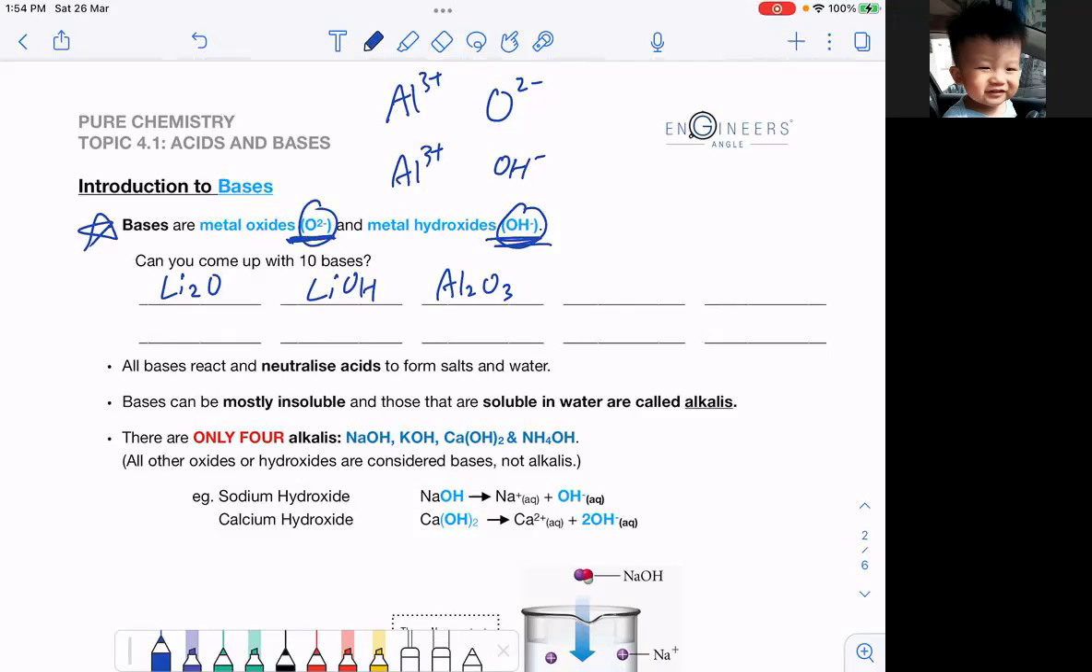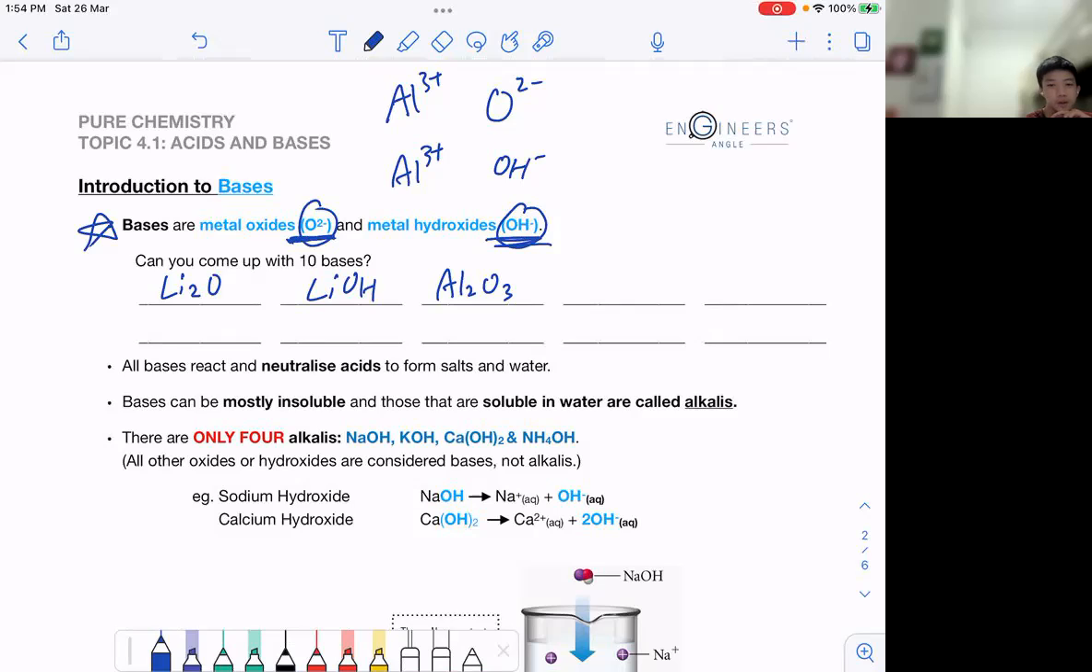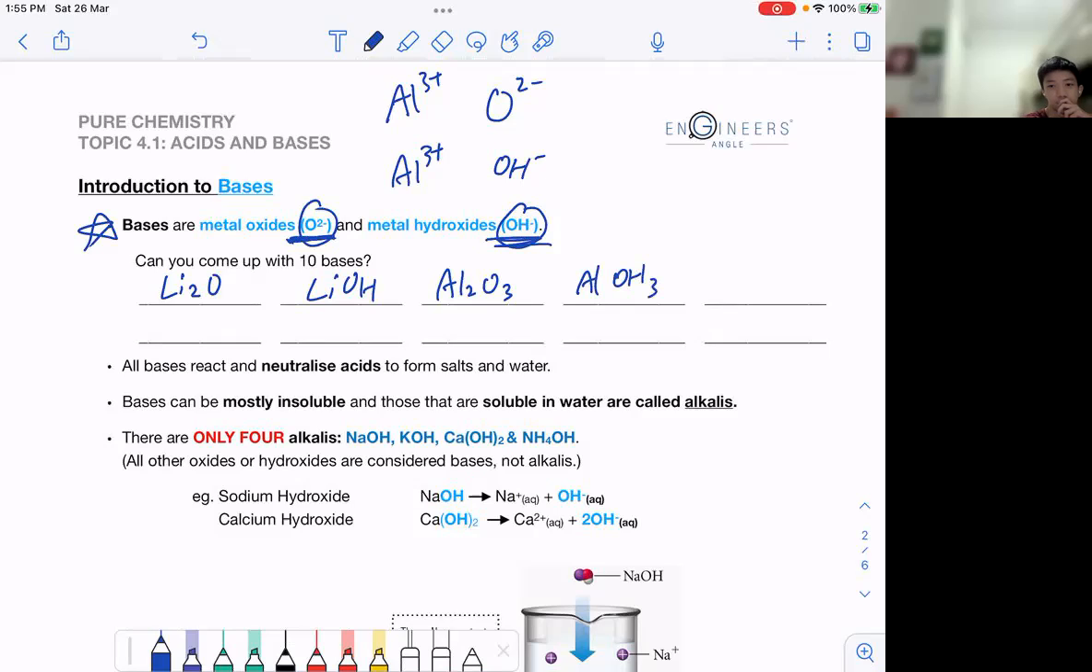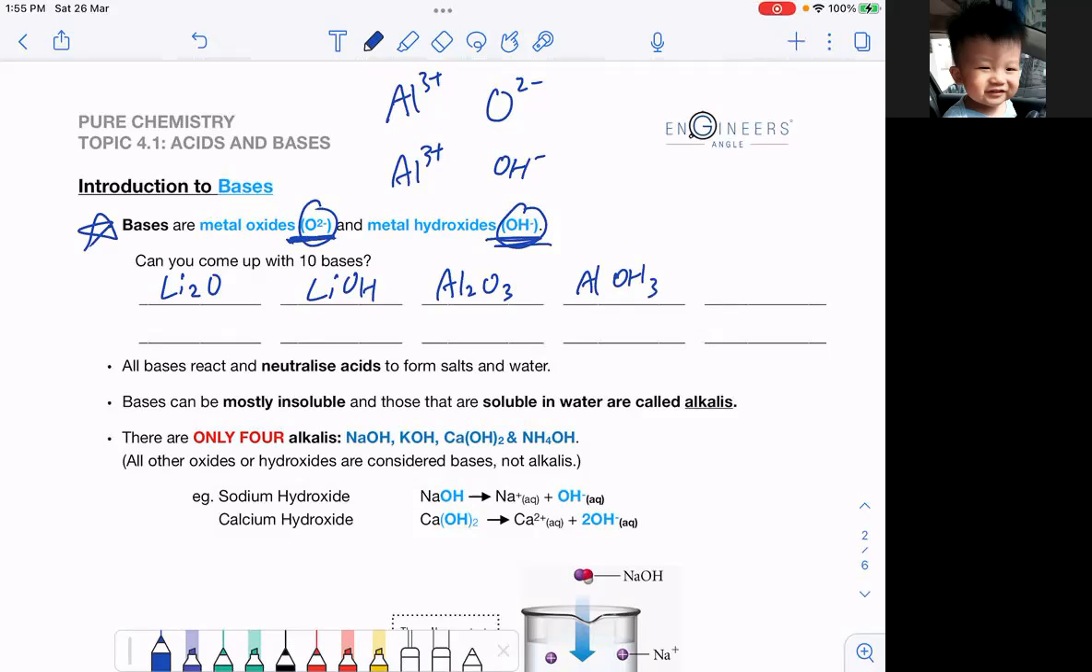Somebody again? AlOH3. If you write like that, we'll get it wrong. Bracket the OH. Why? Because I'm taking 3, and I need the 3 to multiply by the OH. So the OH must be bracketed. No bracket, you lose marks.